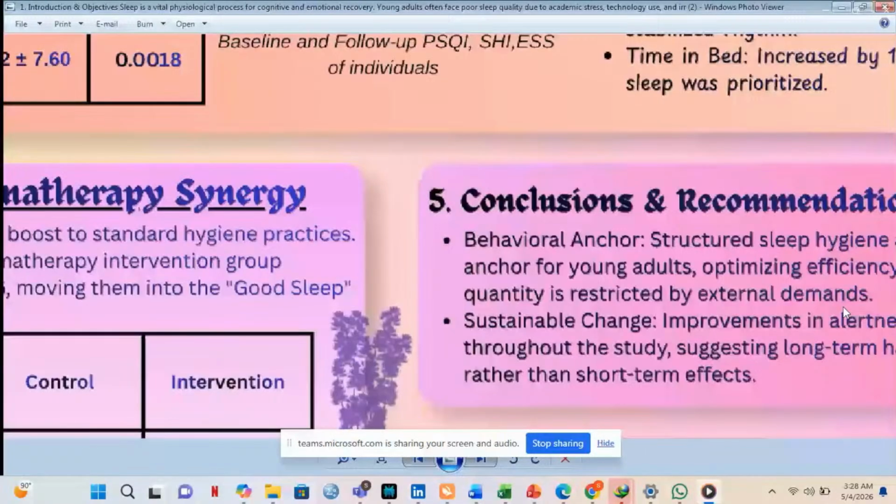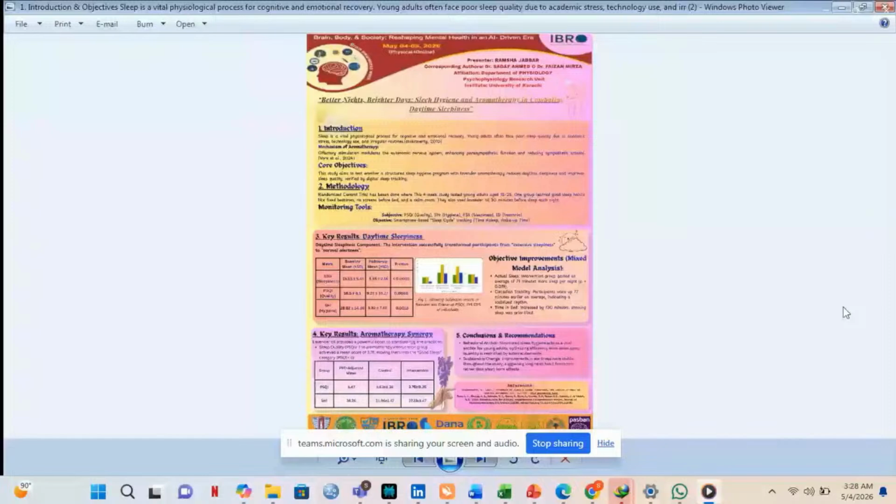So we selected individuals who had high scores of PSQI, SHI, and ESS and randomly assigned them into two groups, an interventional group and a control group. The interventional group had to follow sleep hygiene practices like a fixed bedtime, no screens before bed, and a calm room. Whereas the control group was free to do whatever they wanted. The individuals following aromatherapy as an intervention were asked to use lavender oil 30 minutes before going to sleep each night. So that's how the study was done and the data was monitored.